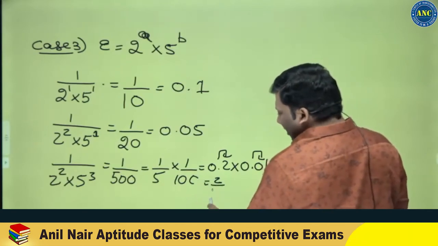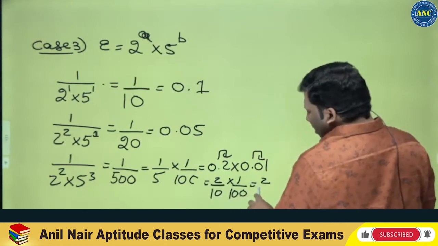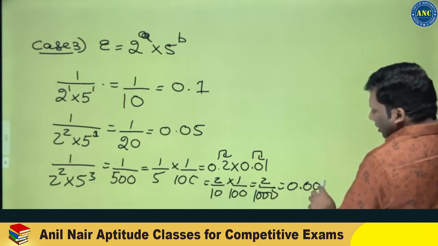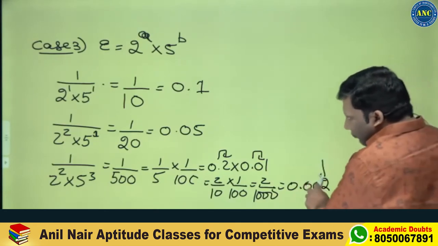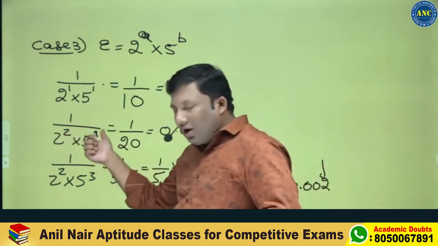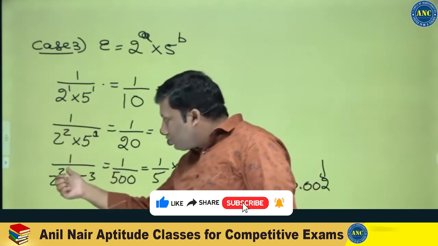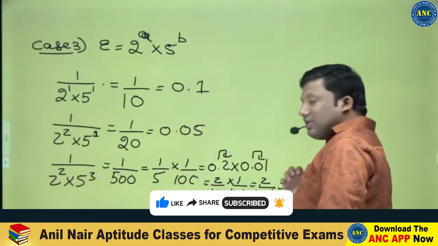Or if I write like this, I think it will be clear: 2 by 10 into 1 by 100, which is 2 by 1000. So 2 by 1000 will have 3 digits after the dot, 0.002. That means, if you observe, here 2 and 1, what is the maximum? 2. After the dot, I got 2 digits. 2 and 3, what is the maximum? 3. After the dot, it is 3 digits.